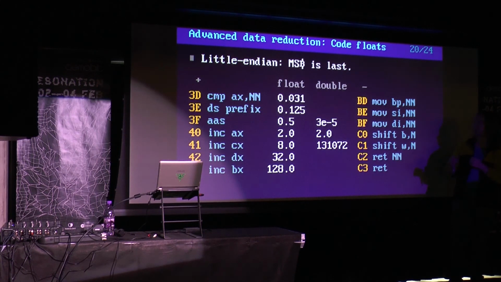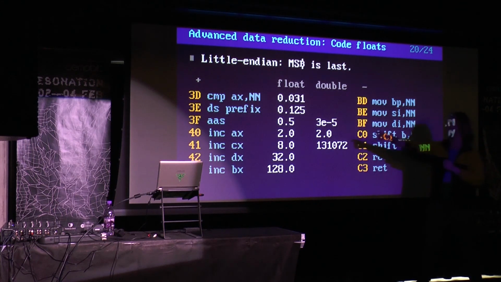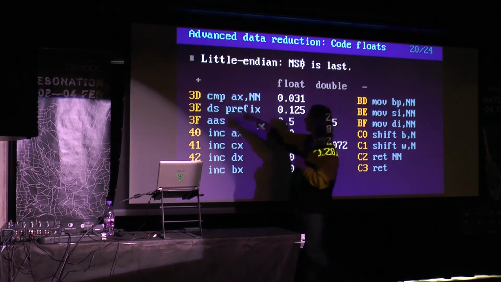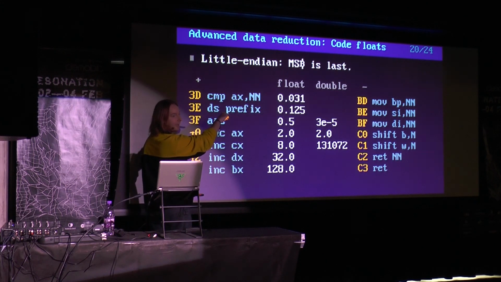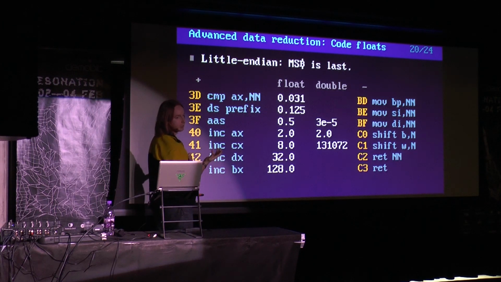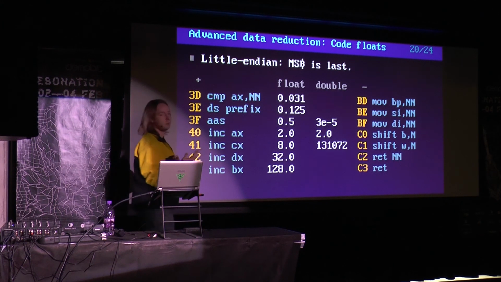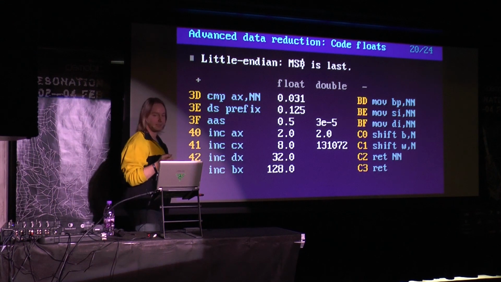Some instructions are some of these codes, like compare AX and the prefix and this that just destroys the AL register. These are pretty much harmless, and you can put them anywhere you want. So this is a way to create floating point constants in code.